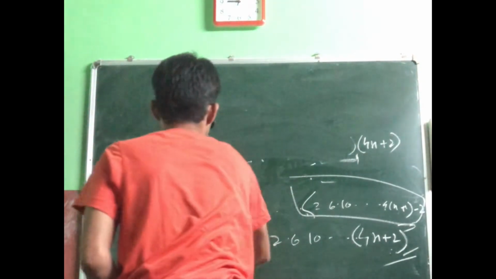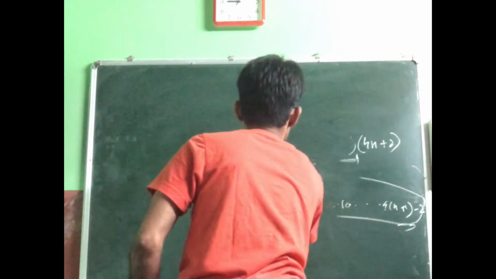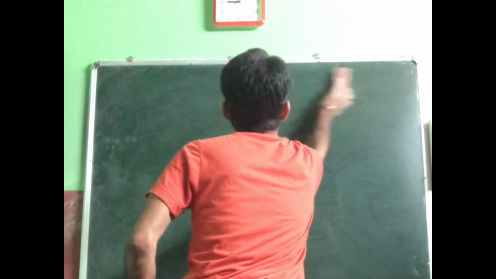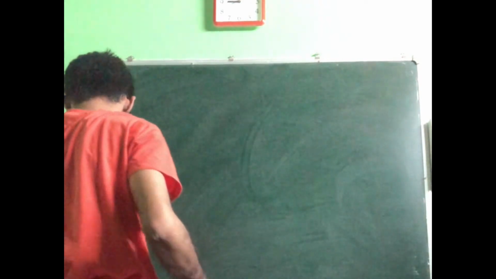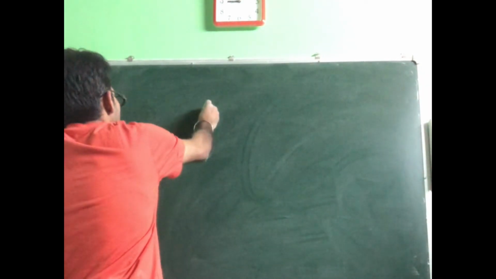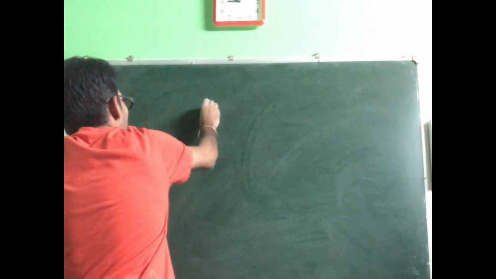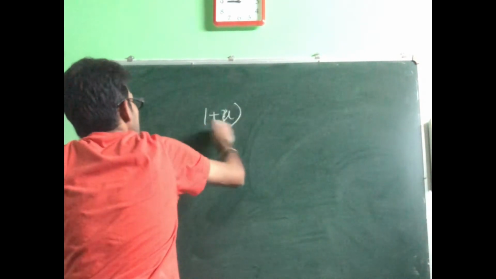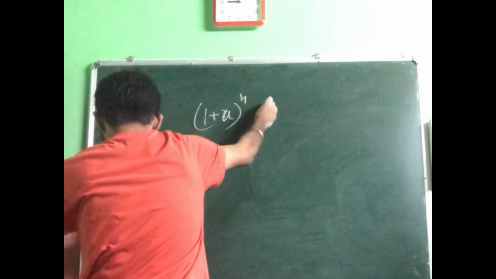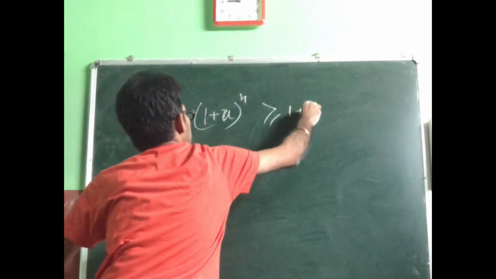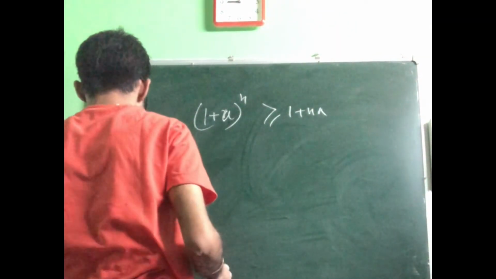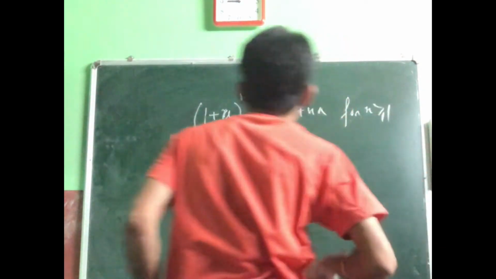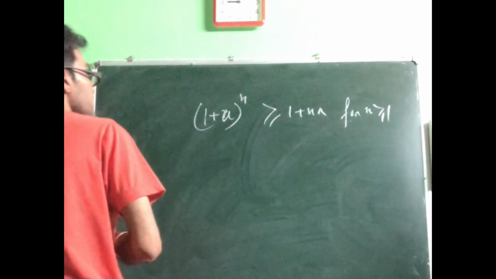Next, we'll try to prove the famous inequality: 1 plus a to the power n is greater than or equal to 1 plus n a, for n greater than or equal to 1, when the rule is inequality.